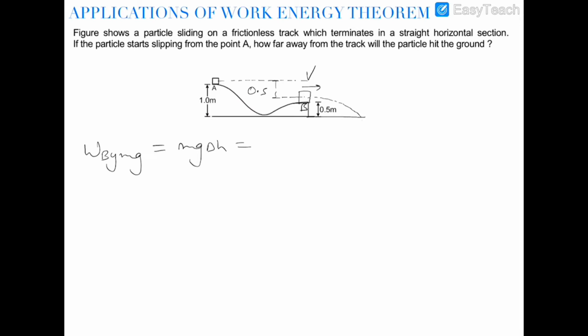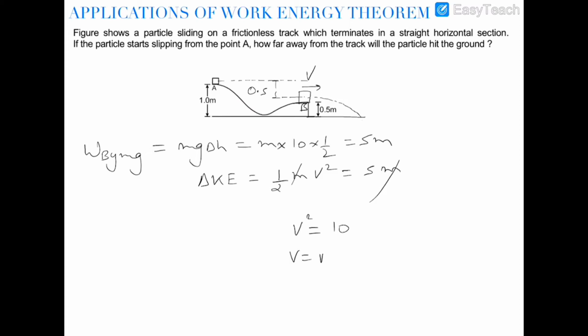Now, mg delta h: let's suppose m is not given, so m into g is 10 and delta h is half. So this is 5m, and that is equal to the work done by mg, which is equal to change in kinetic energy of the body. So the change in kinetic energy will be half m v final square, and initial velocity was 0. So it is equal to work done. Work done is 5m, and cancelling m with m, v square is equal to 10. So v is equal to root 10.